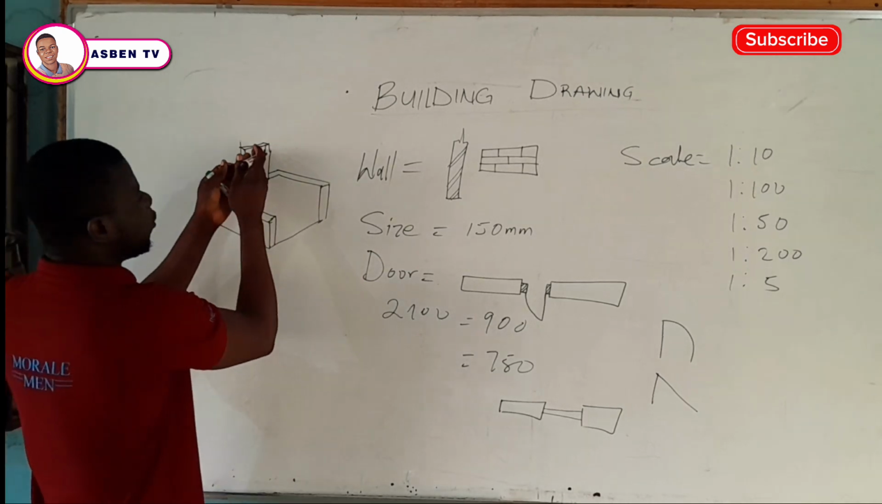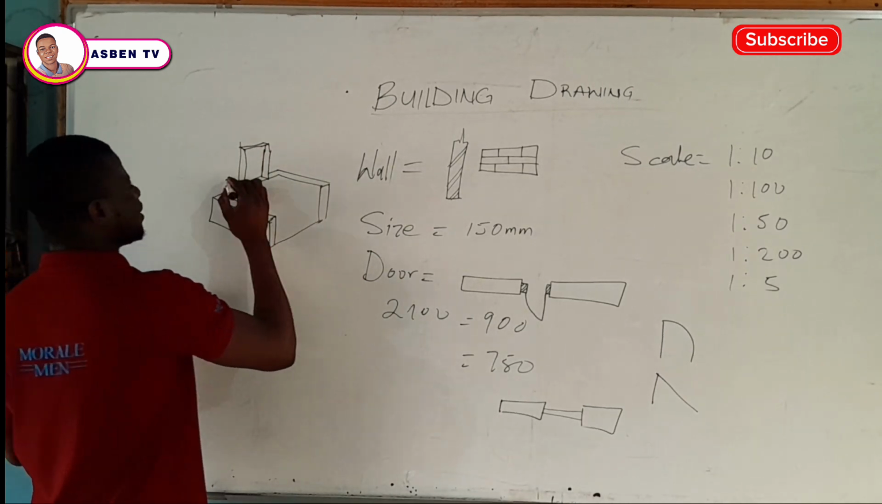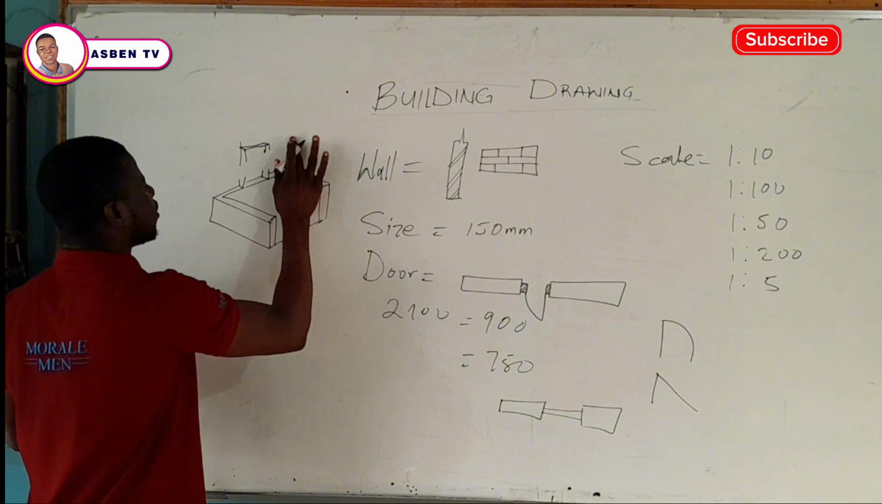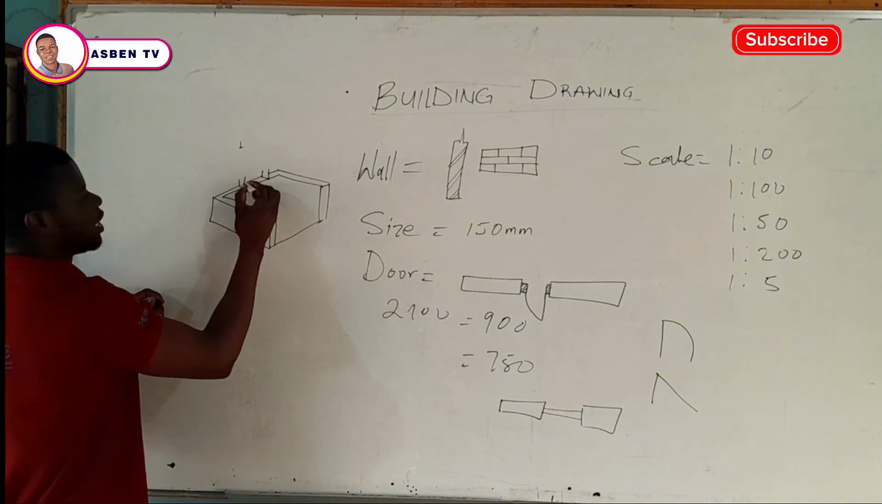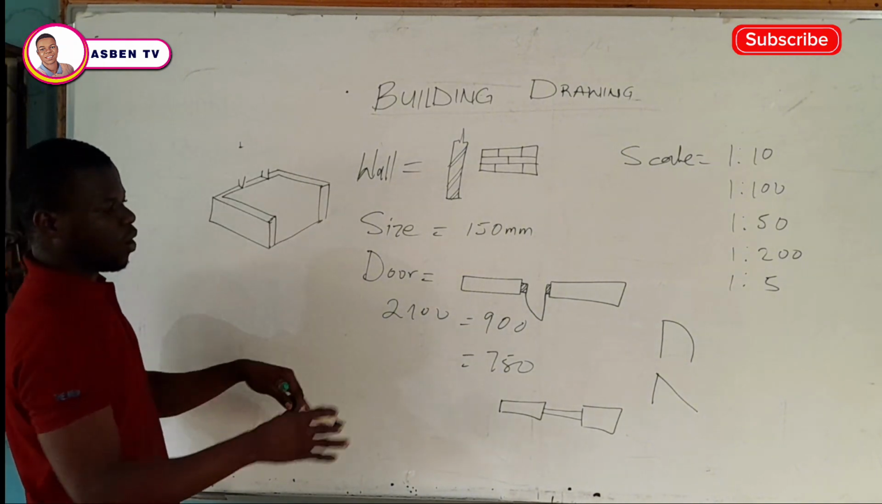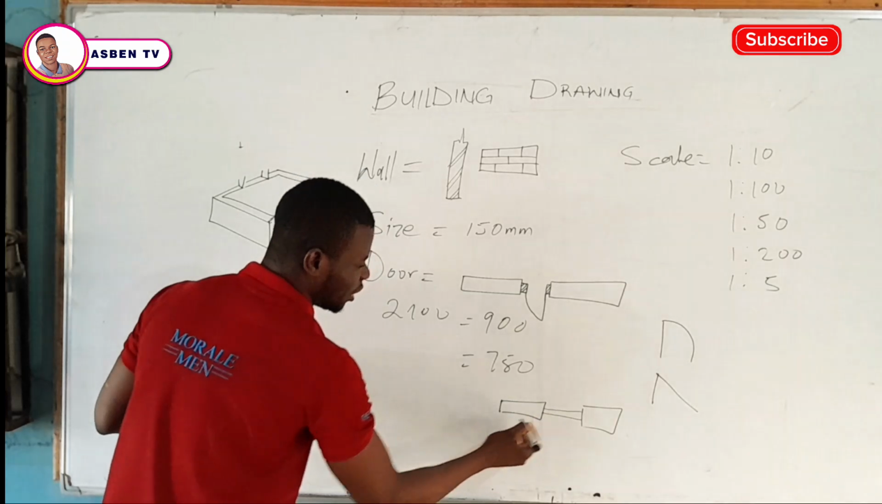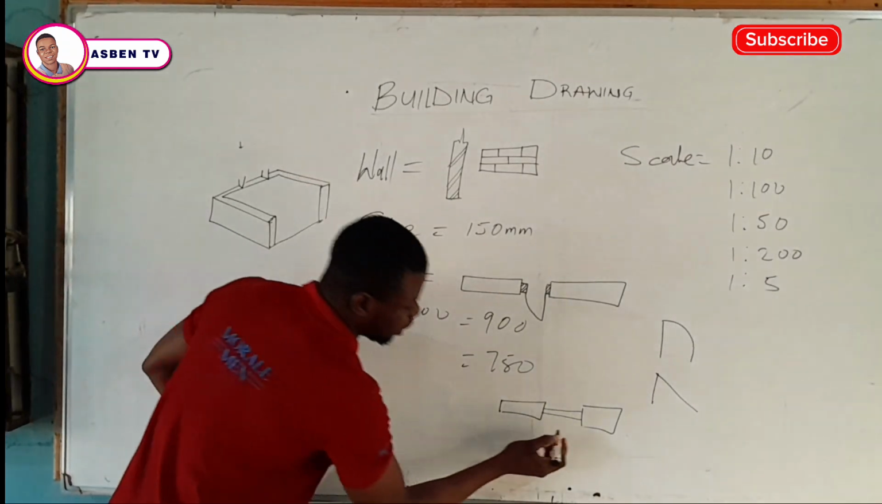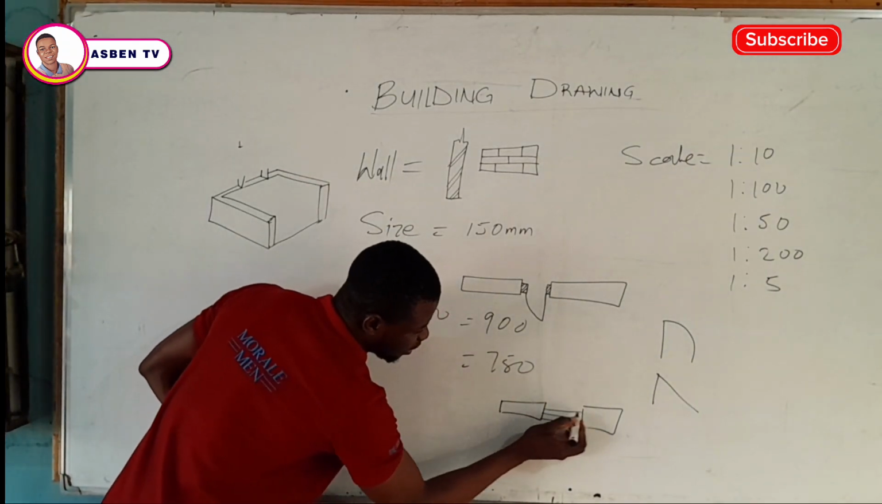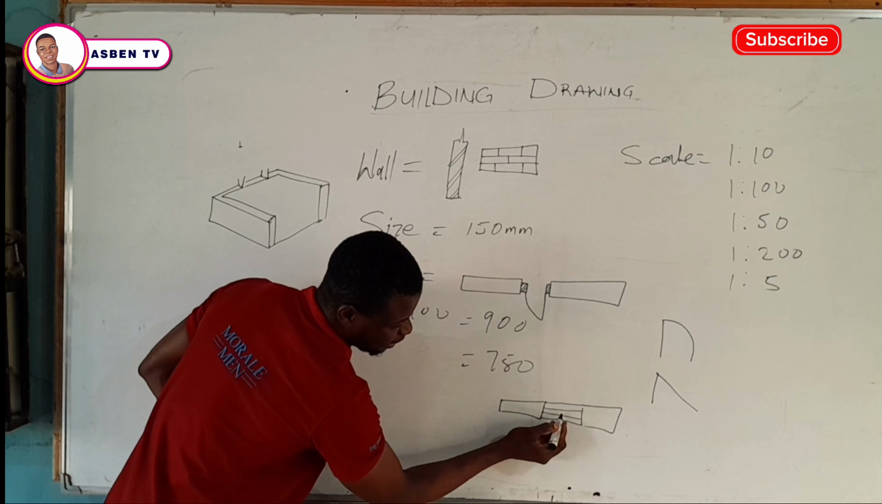Before you place in the window, when you cut it like this and you move this one from the top, you will see the window frame, the one sitting on the wall and the other one at the side. So this is the one on the wall. This is the wall size, and this is the window frame.